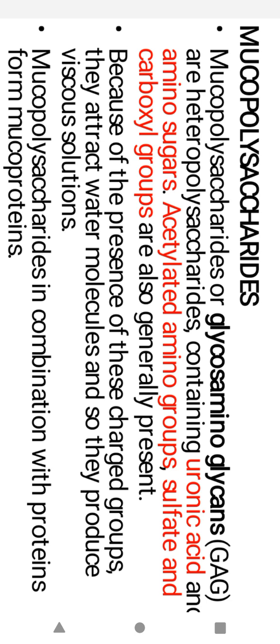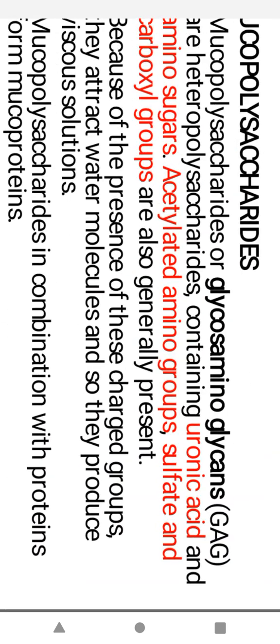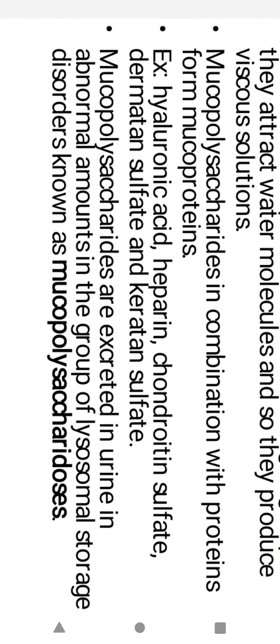Mucopolysaccharides in combination with protein form mucoproteins. Examples: hyaluronic acid, heparin, chondroitin sulfate, dermatan sulfate, and keratan sulfate. These are present in our body. They are excreted in urine in abnormal amounts in a group of lysosomal storage disorders known as mucopolysaccharidosis.